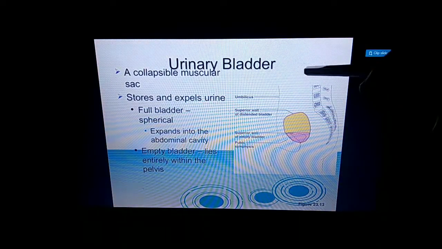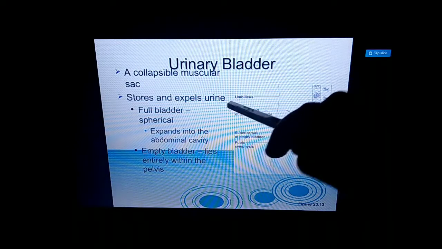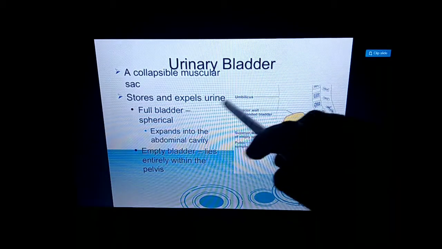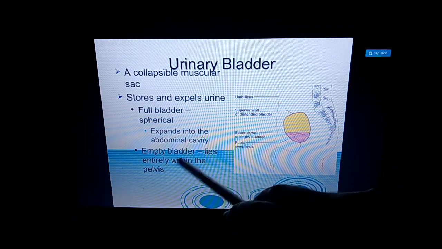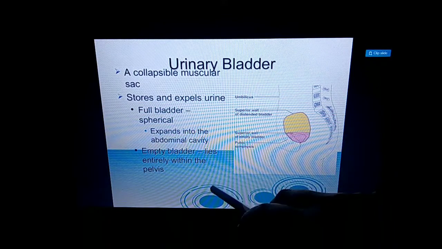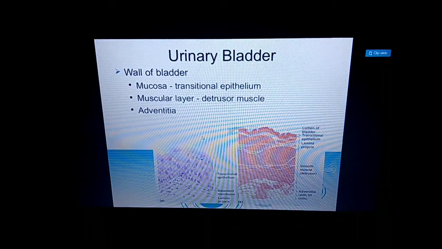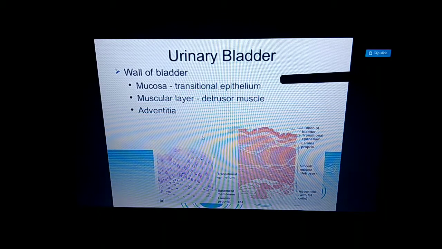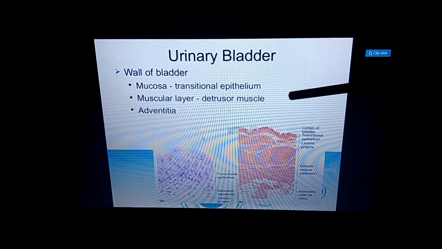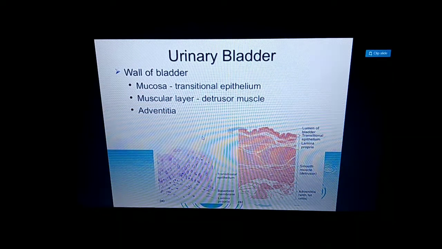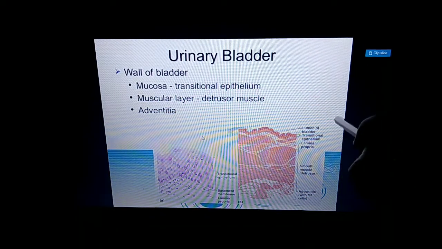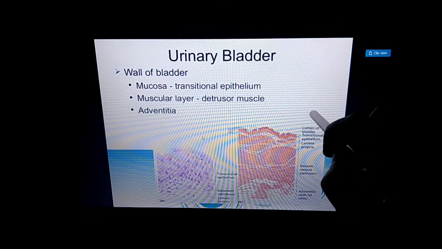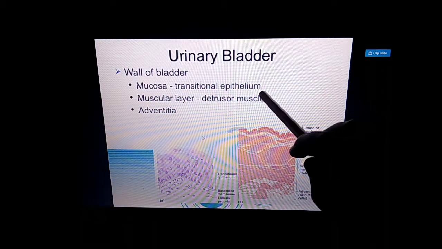Then urinary bladder, a collapsible muscular sac. It stores and expels urine. A full bladder is spherical and expands into the abdominal cavity. An empty bladder lies entirely within the pelvis. It is also made up of three layers. First is mucosa, made up of transitional epithelium. Second is muscular, made up of detrusor cells. Third is adventitia, the outermost layer. Mucosa is the innermost layer, which will definitely be made of epithelium only.